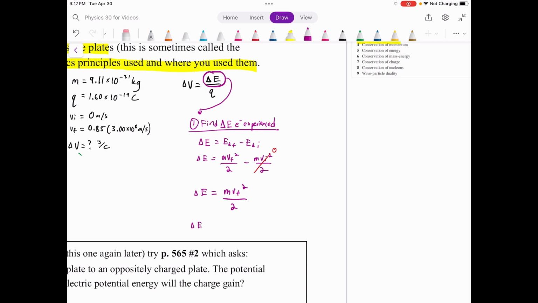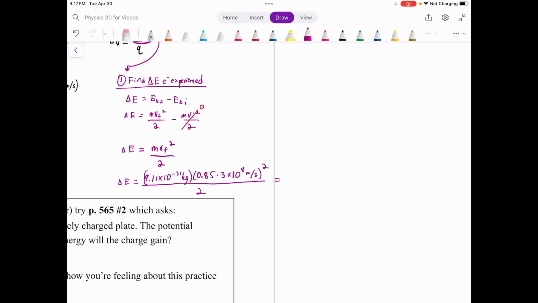Putting in our numbers, the mass of an electron is 9.11 times 10 to the negative 31 kilograms. The speed they got up to was 85% the speed of light, so 0.85 times 3 times 10 to the 8 meters per second, squared. And then dividing that all by 2, I found that the kinetic energy they ended up with, and therefore, since they started from 0, the change in kinetic energy they experienced was 2.96189 times 10 to the negative 14 joules.